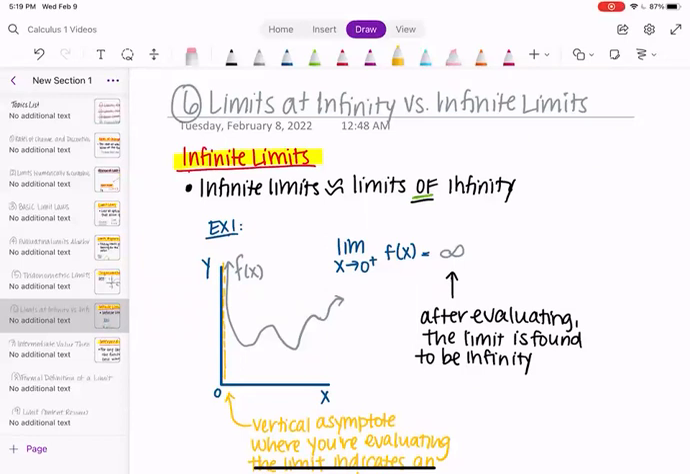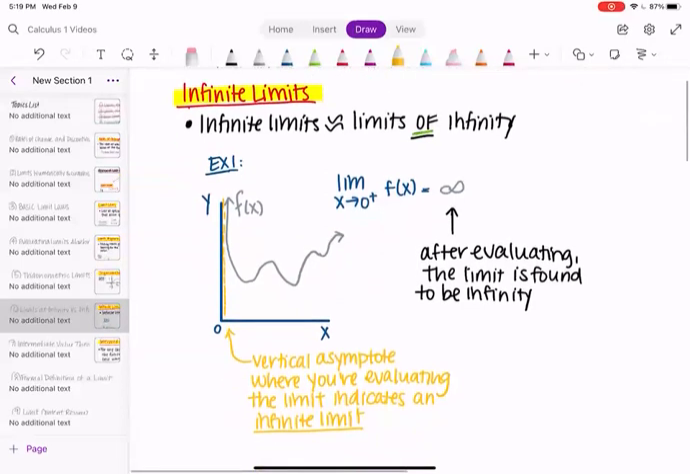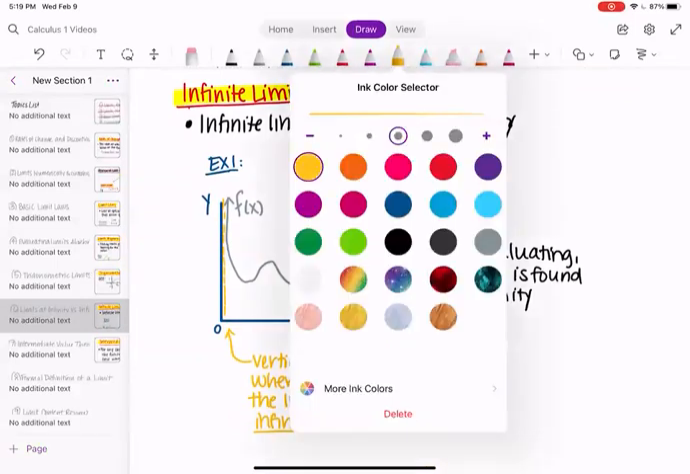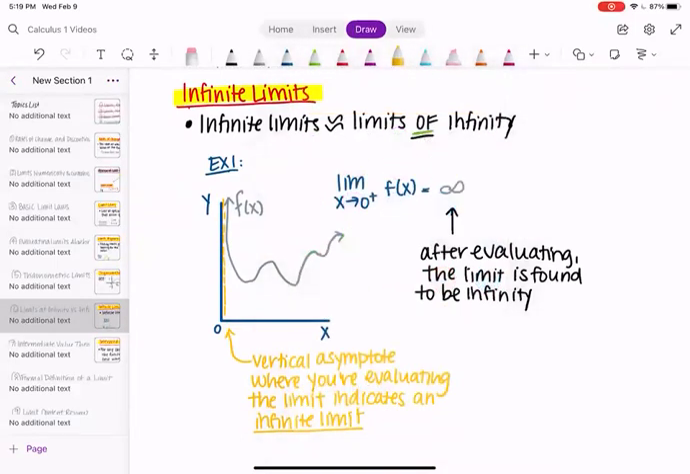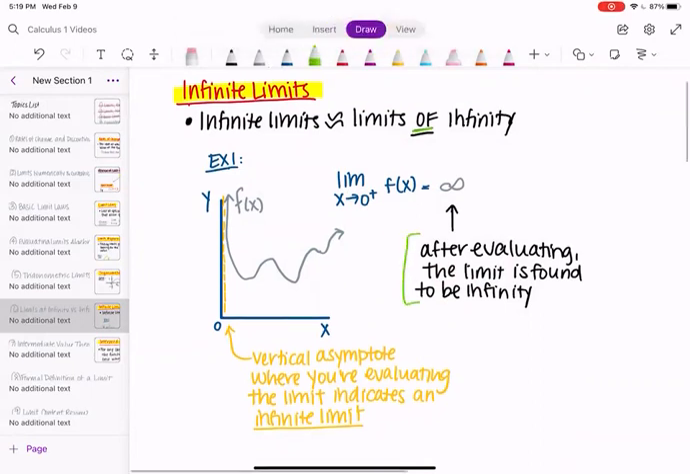So we're going to cover first infinite limits, or limits of infinity. We're going to start with this because this is the one that we've already seen. We might not have known we already saw it, but we've already seen it. And the characteristic is that after we evaluate this limit, the answer is going to be infinity. So that's the giveaway.